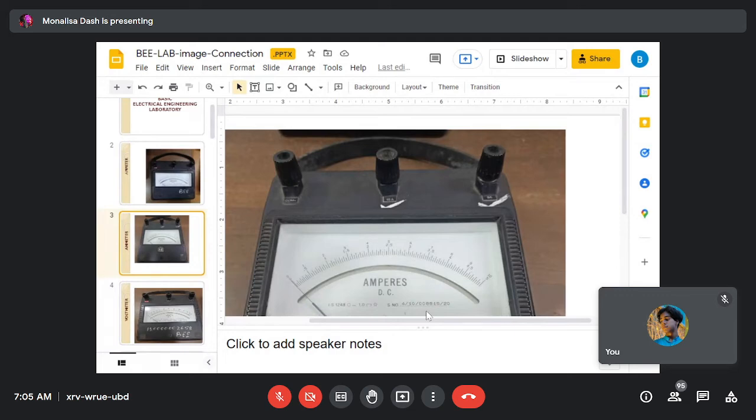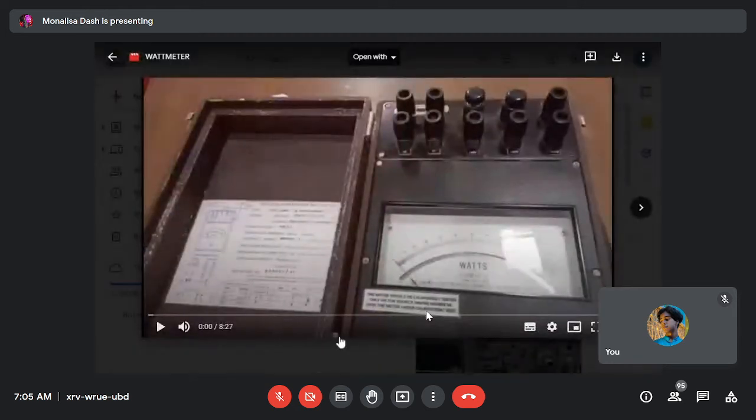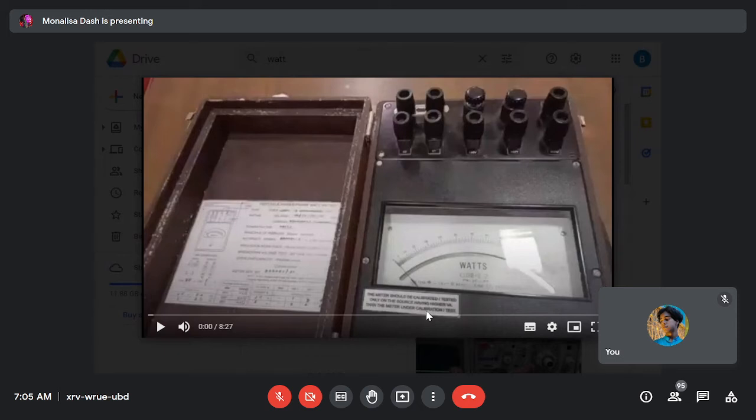Which symbol will be there? It will not be the half rectangular symbol. There you will have the perpendicular symbol, an inverted T, the perpendicular symbol. That means that the meter should be placed perpendicularly to the level of the ground. Then only it will show the correct reading. Okay, so these are the symbols.